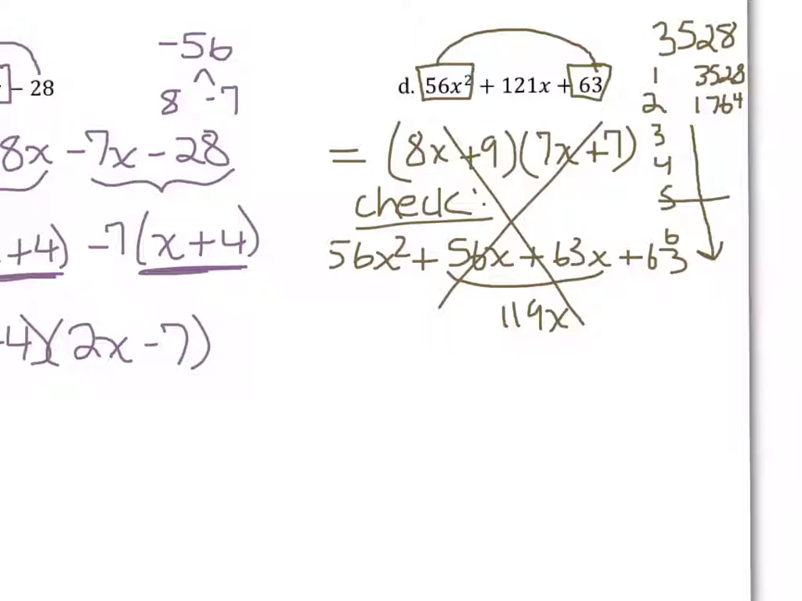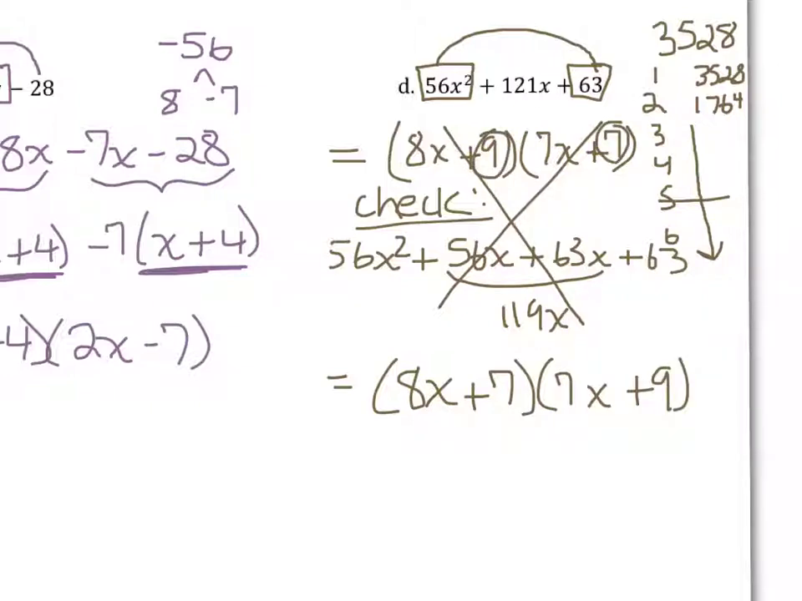And so I'm going to try it a different way. Let's say I do 8x plus 7 and 9x. Sorry, that should be a 7x there. 7x plus 9. So all I'm doing is switching the order of this 9 and this 7 here. Now I'm going to check and see if that is correct. And if it is, awesome, I'm done with that problem. So you'll use the FOIL method.